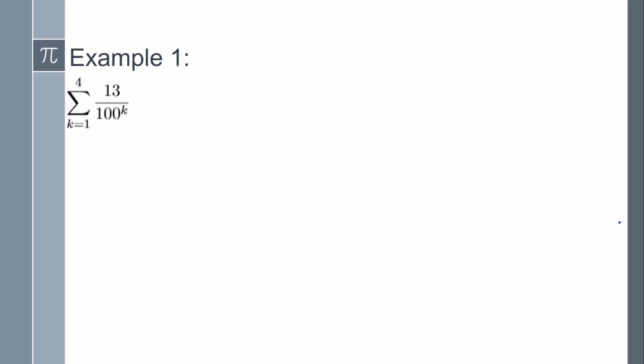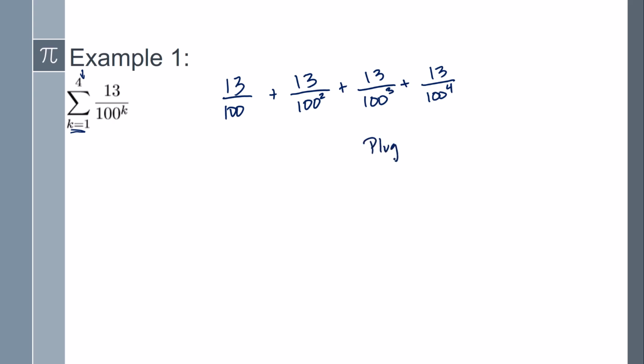So let's look at this first one. It's a summation. It means I want to add them up, but it's saying plug in starting with my first term, and then end at 4. So you plug in 1, so that's 100 to the first power. Plug in 2, plug in 3, plug in 4. That's it. Effectively, you're just going to add them up. You enter that into your calculator, and you get your answer.